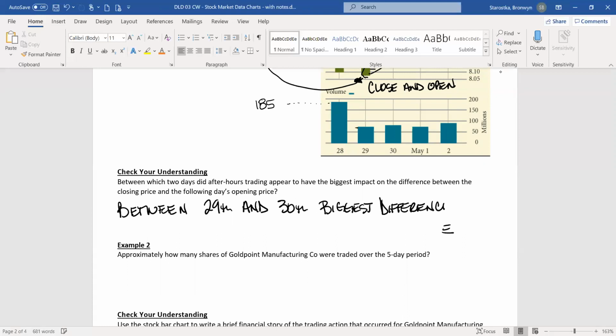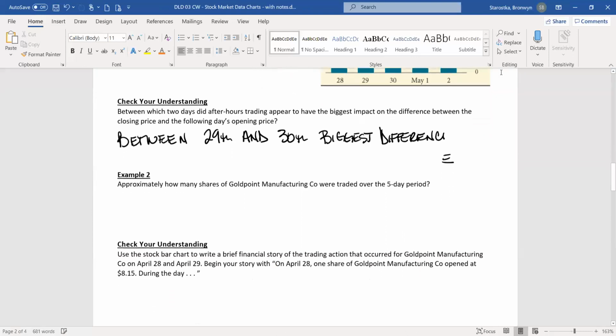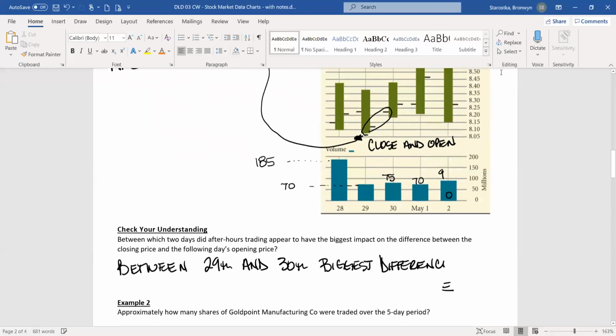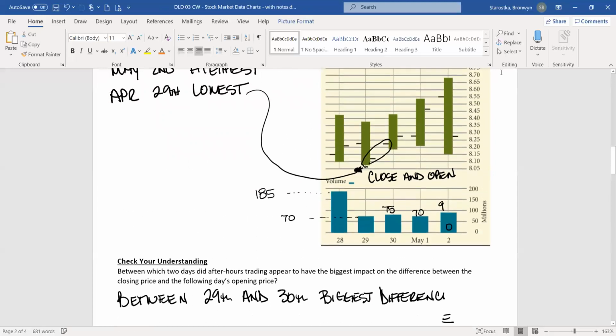Here, let's call that about 70 million. April 30th, we're going to call that about 75 million. And again, about 70 million. And on May 2nd, that looks to be about 90 million. I don't know why when I scroll things don't stay where they're supposed to. That zero is supposed to be right here.